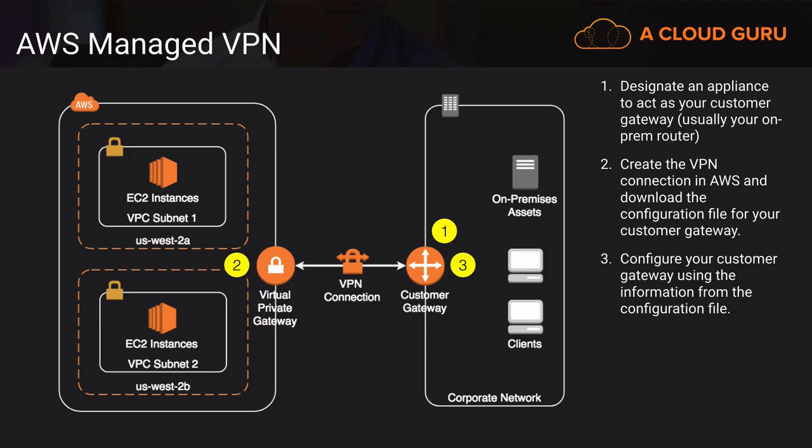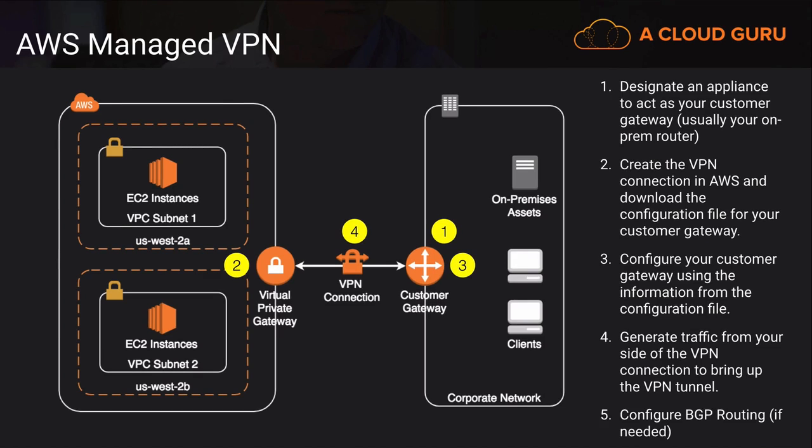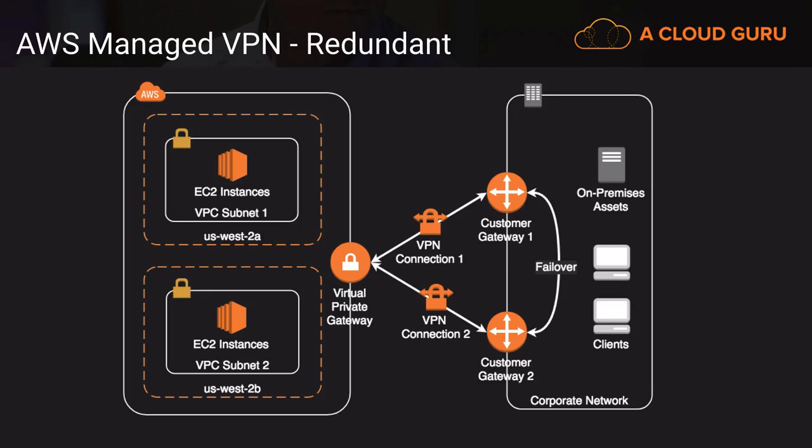And generally, we're using IPsec as the encryption protocol. And then finally, if it's an on-demand connection, we have to generate some traffic to force that connection to get established, and then we can go ahead and use it. Then optionally, we can configure BGP routing if we need it. Here's another look where we set up dual connections. And this is useful if you wanted to have a redundant connection into AWS, but you're going to have to take care of the failover on your side of the network.